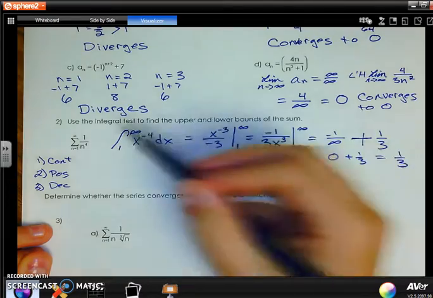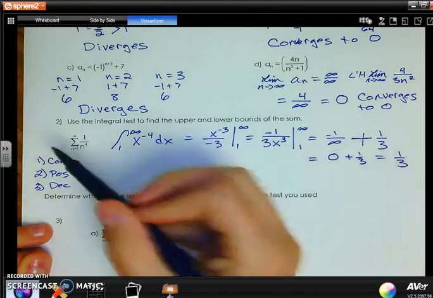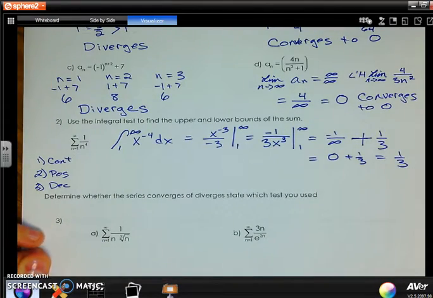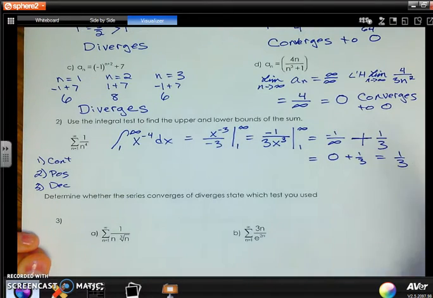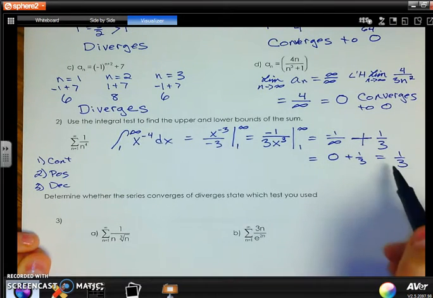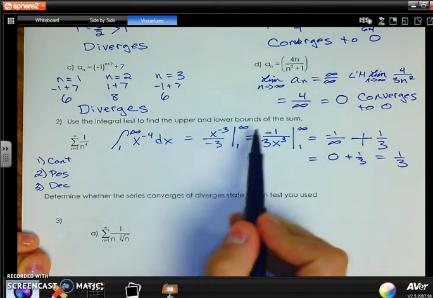The integral test says that if the integral converges, then the sum converges. What the integral test does not say is that if the integral converges to 1/3, the sum converges to 1/3. Okay, that's not what it says. This 1/3 is important, though. That's actually going to be the lower bound.